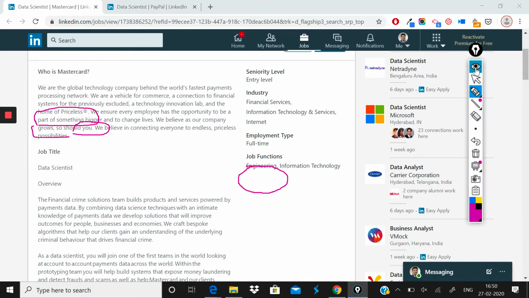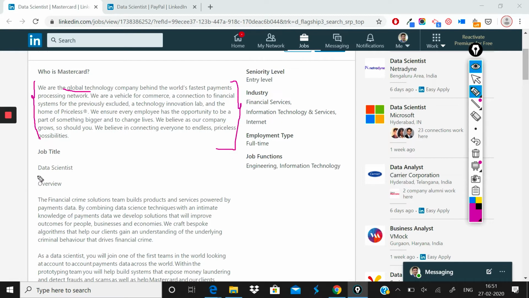So firstly, let's read a little bit about Mastercard. This is what the company has given here. As all of you would know who are watching this video, Mastercard is a global technology company, and it is, along with Visa, one of the two most popular payment processing networks, right? So this is what Mastercard essentially is, and this is what the vision has been given in this section.